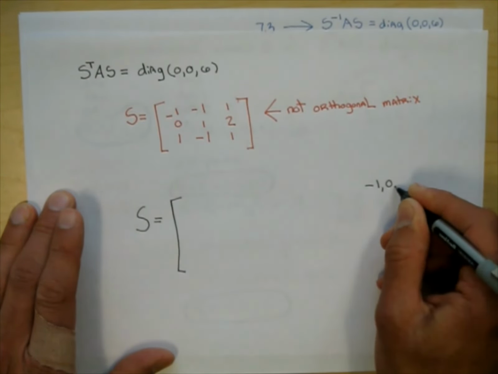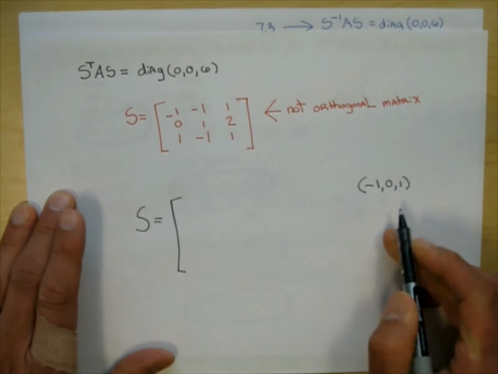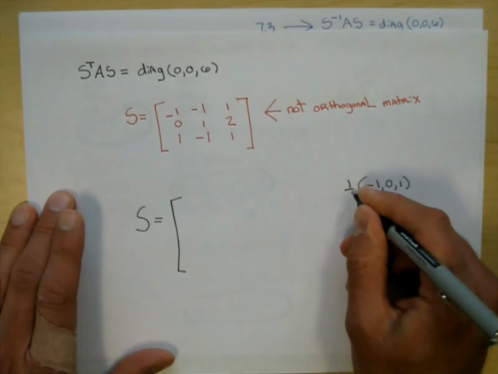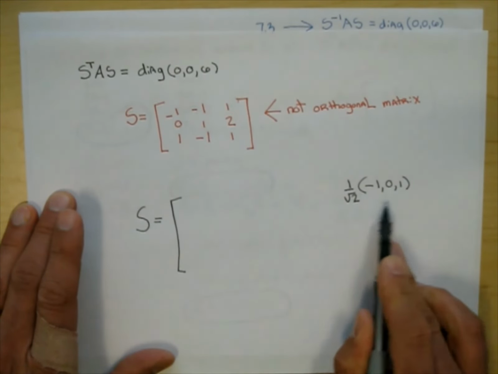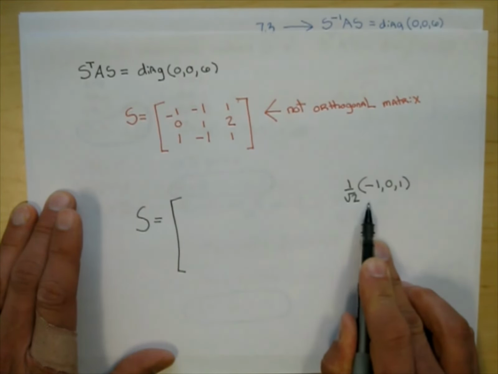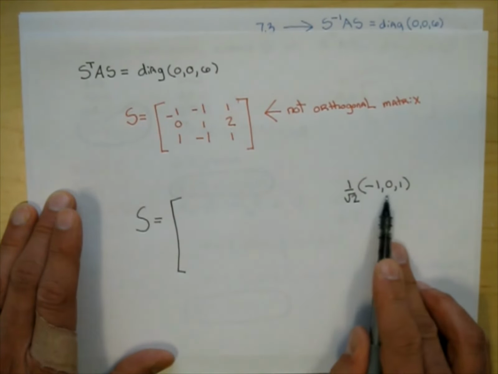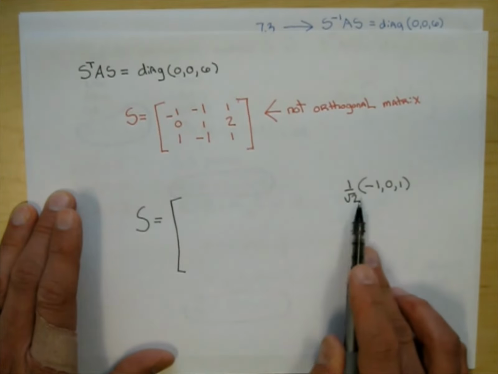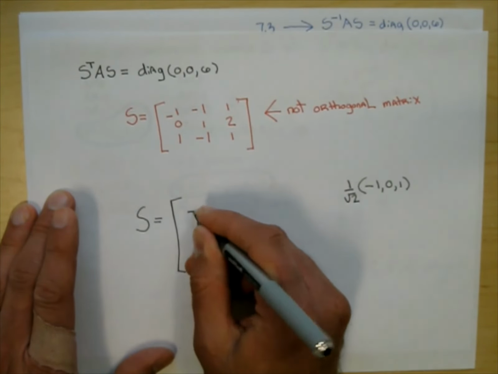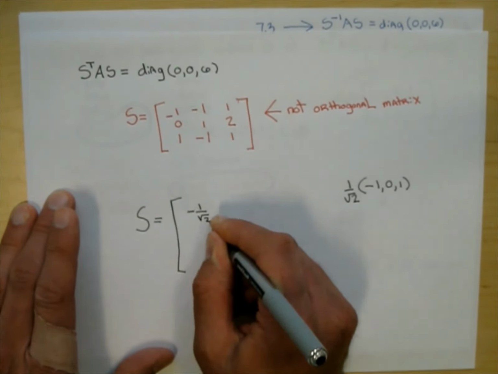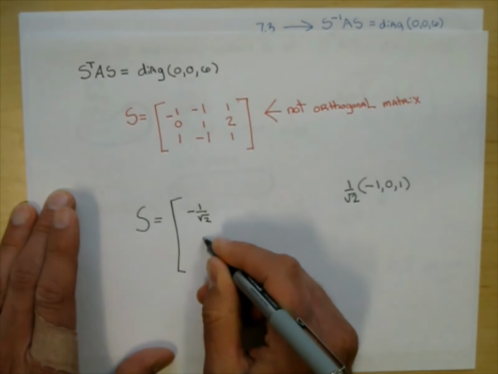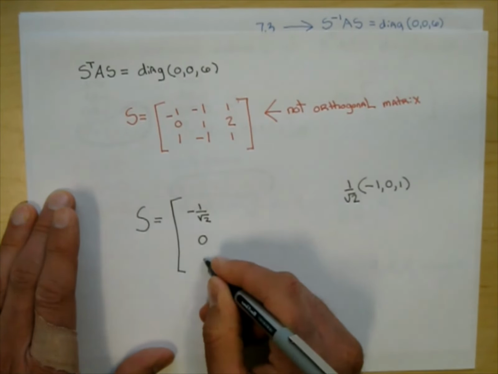Let's put it over here. That has length √2, so you've got to go like that. That happens to be your first column, not -1, 0, 1. But it's kind of hard to put it like that here in the matrix, so you have to go like this. You have to go -1 over √2, 0 over √2, which is just 0, and then 1 over √2.